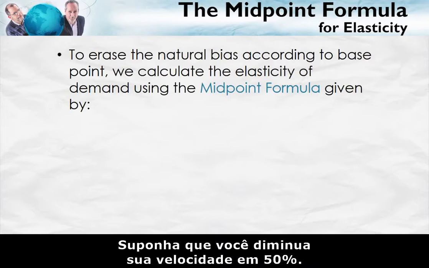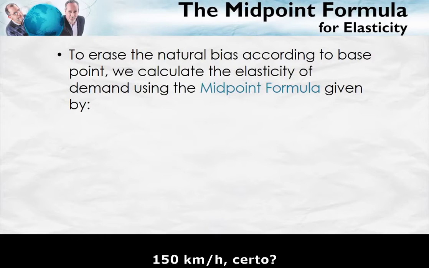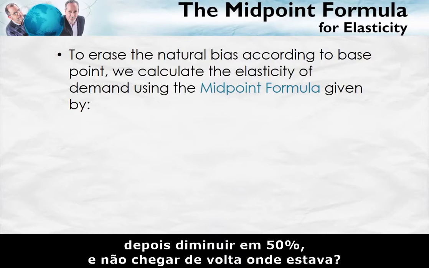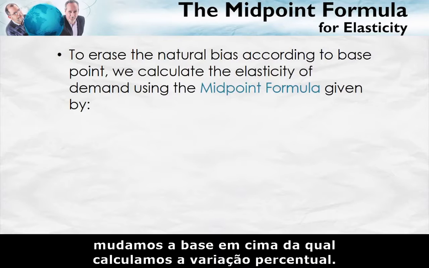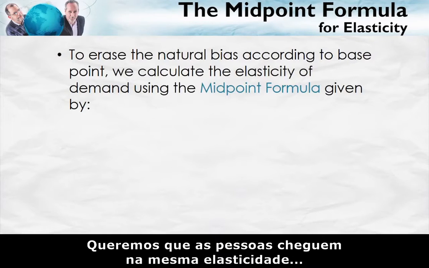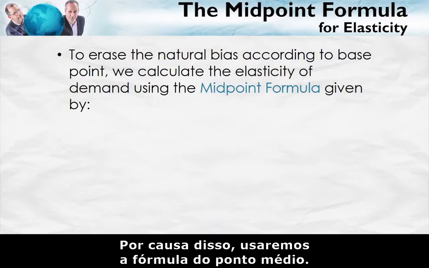Okay, so now you're going 150 miles per hour. Suppose you decrease speed by 50%. Now how fast are you going? 75 miles per hour, right? So how is it that you can increase speed by 50% and then decrease by 50% and not be back to where you started? Well, the answer is that intuitively we've changed the base by which we are calculating the percentage change. And we don't want to have this inconsistency when we calculate elasticity. We want people to get the same elasticity whether they're calculating from the lower base or from the higher base. So because of that, we're going to use the midpoint formula.